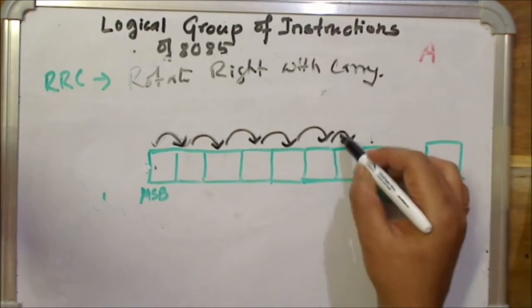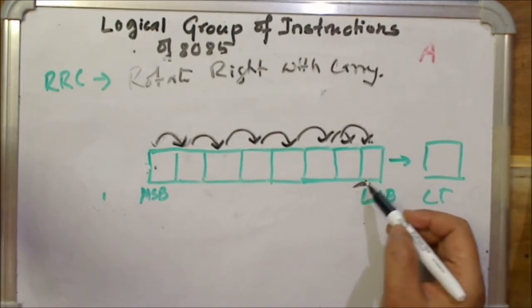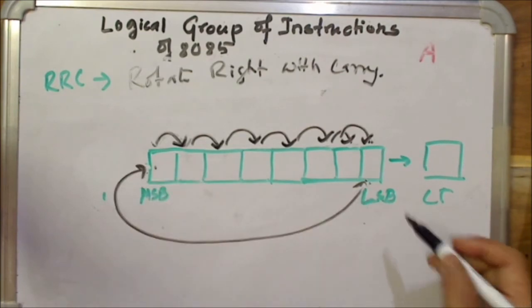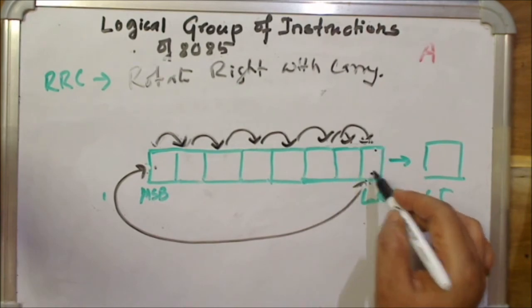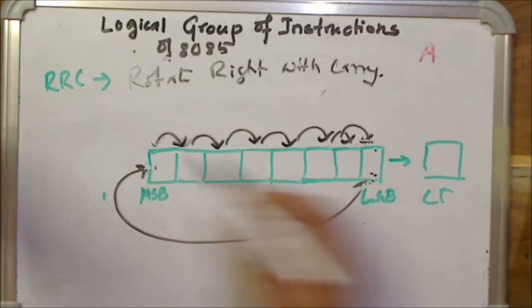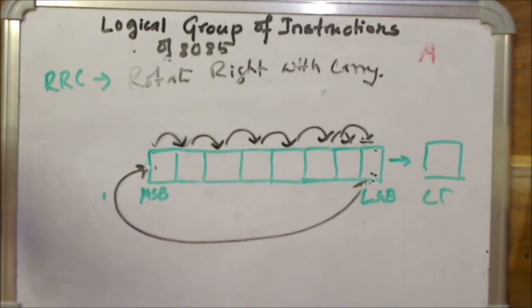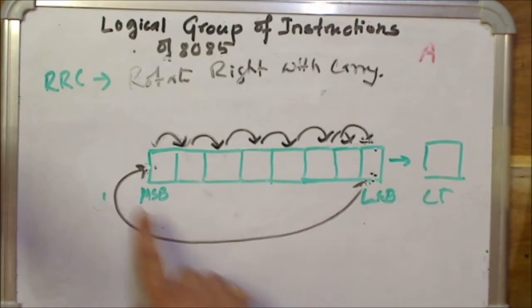Each bit will go one position to the right, and the bit that is going out will come back to the MSB. The LSB will come back to the MSB. Also, the bit that is coming out will go to the carry flag. Okay, LSB will also go to the carry flag, as well as to the MSB.